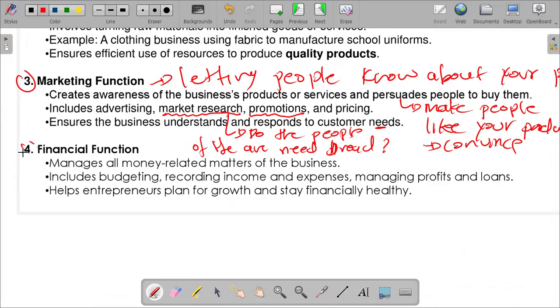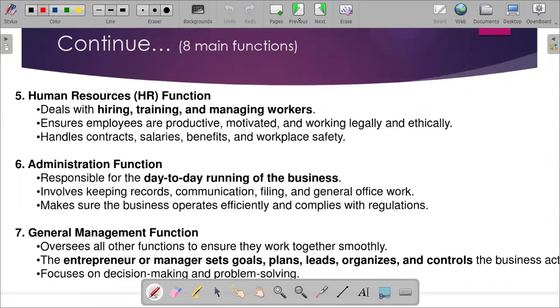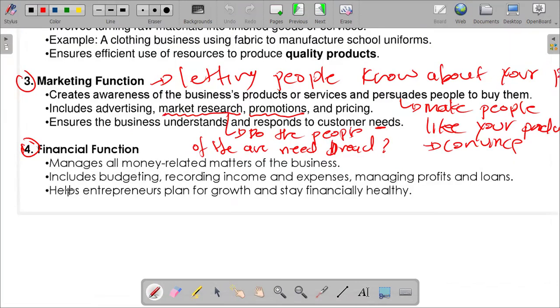And then we move on to our fourth function, which is the financial function. Which is the what? The financial function, okay? So when we talk about the financial function, we talk about what? The money. Remember, as an entrepreneur, you need to know how to organize resources like money, people.